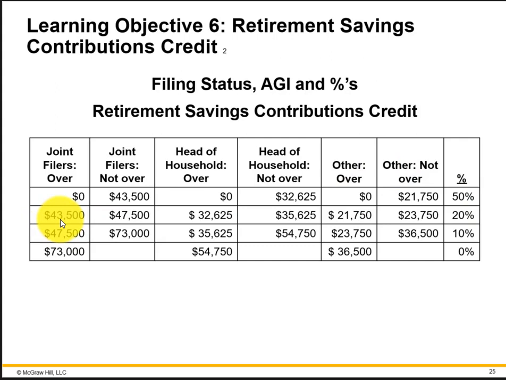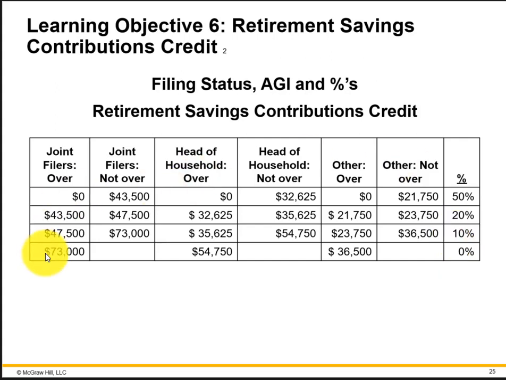If your income goes over 43,500, so now it's 44,000, let's say, and you put in $2,000, you only get 20% of that as a credit. Your credit is now only $400, and notice that's only a $4,000 difference. Then when you get over 47,500, say 50,000, you only get a 10% credit. So you put in 2,000, your credit is only 200.